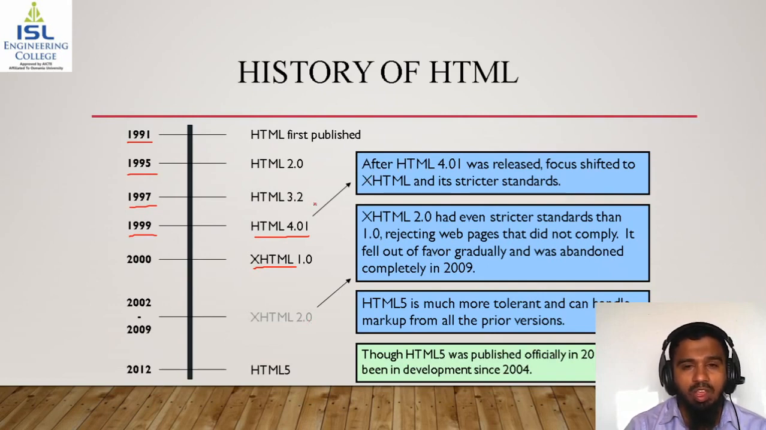So after HTML 4.0 was released, focus shifted to XHTML and its stricter standard. So HTML changed to XHTML. Then XHTML 2.0 had an even stricter standard, rejecting web pages that were not complete. It fell out of favor gradually and was abandoned completely in 2009. HTML5 started in 2012. HTML5 is much more tolerant and can handle markup for all the prior versions. So this is a very good thing now.